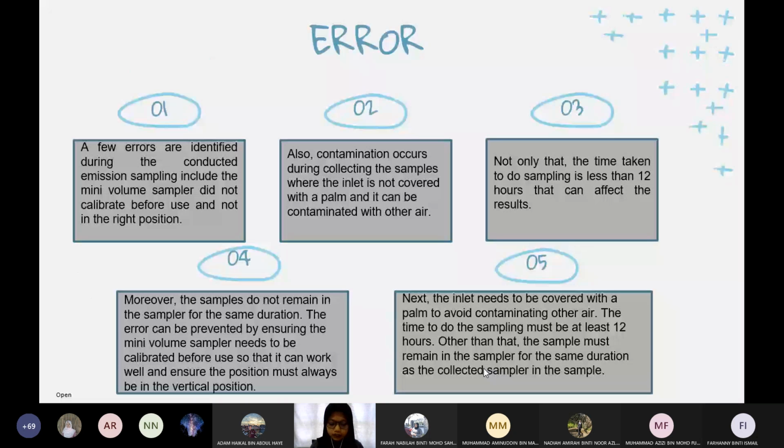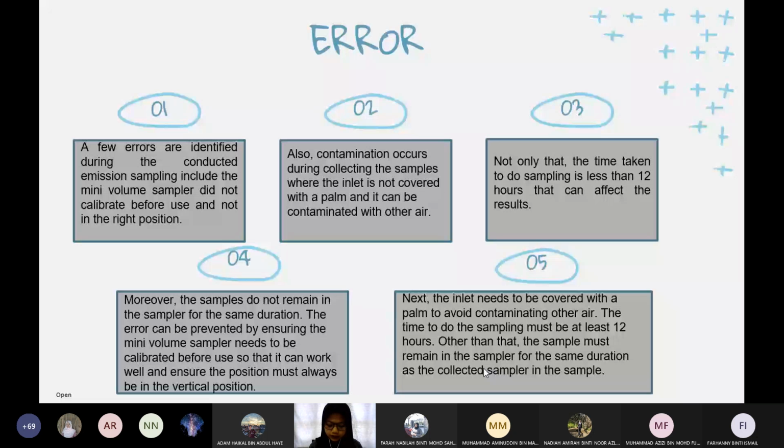Next, a few errors were identified during the sampling. The mini volume sampler was not calibrated before use and was not in the right position. Also, contamination occurred when the sample was collected. The time taken to do the sampling was not precisely 12 hours. The samples did not remain in the sampler for the same duration.